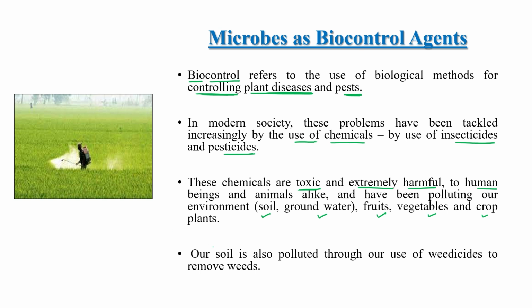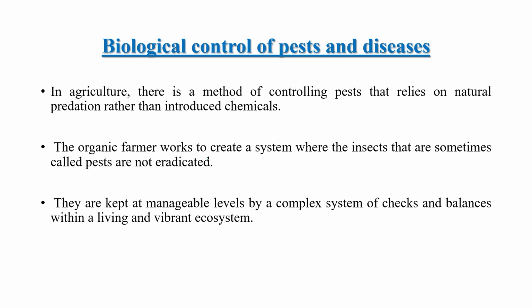If we continuously use weedicide for the removal of weeds from our soil, that will also increase their concentration in the soil. Now next is biological control of pest and disease. In agriculture, there is a method of controlling pests that relies on natural predation rather than introduced chemicals. And this is known as biological control of pests and related diseases.